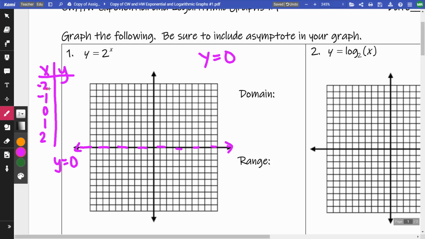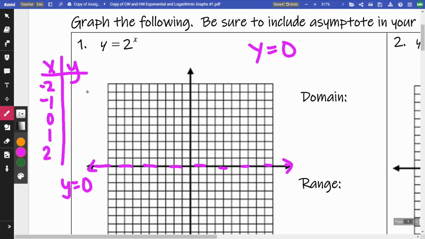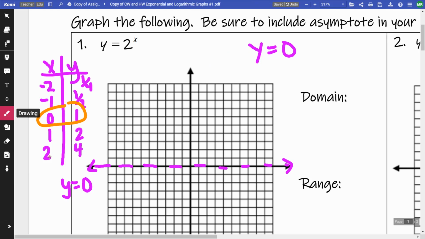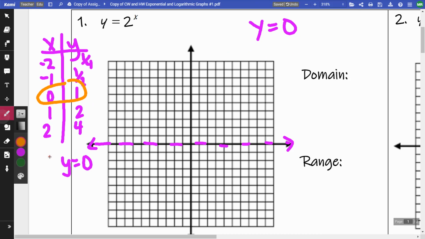So 2 to the negative second is a 1/4. 2 to the negative first is a 1/2. 2 to the 0 is a 1. 2 to the first is a 2. 2 squared is a 4. So what happens here is at my 0, I have a y-intercept at 1, which is what we had talked about. Let me just get a thicker pen. So I have a y-intercept at 1.